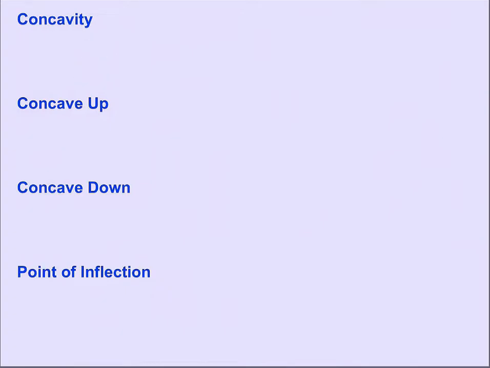So when we talk about concavity, what matters to us is which direction, up or down, is the graph hollow. So we could have graphs that are concave up, meaning the hollow side is facing up. Or we could have graphs that are concave down, meaning the hollow side is facing down.